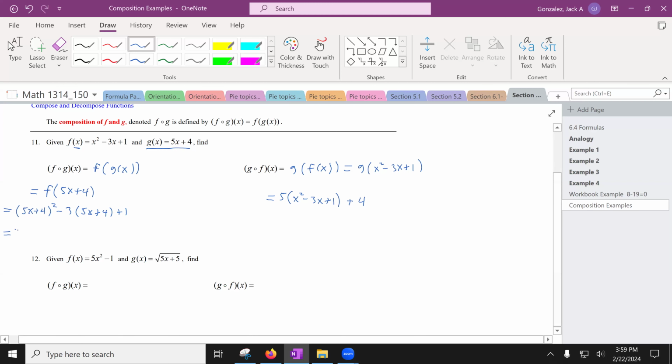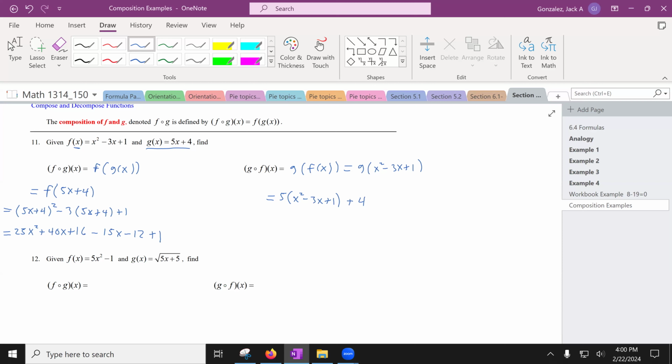So let's do your algebra here. When you FOIL this out, you should get 3 terms. Well, you'll get 4, and then you'll have the inner ones combined.